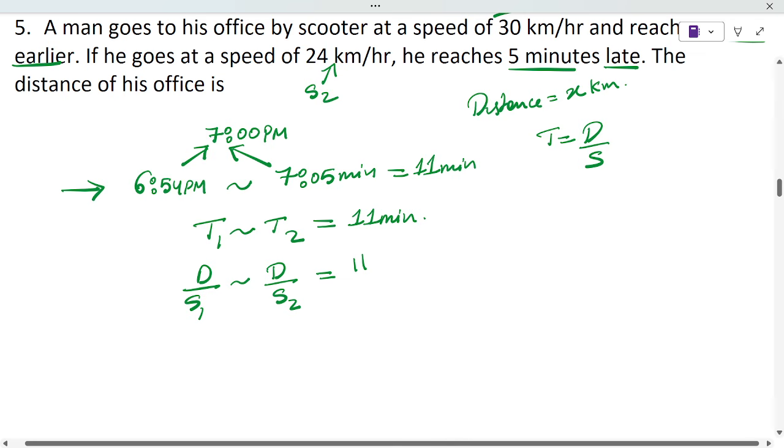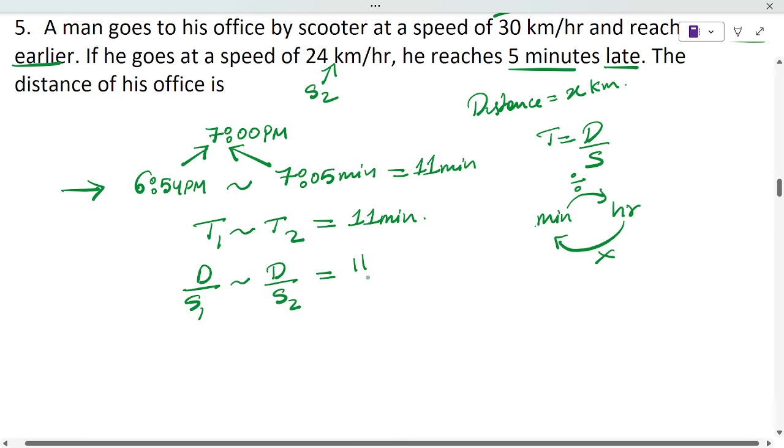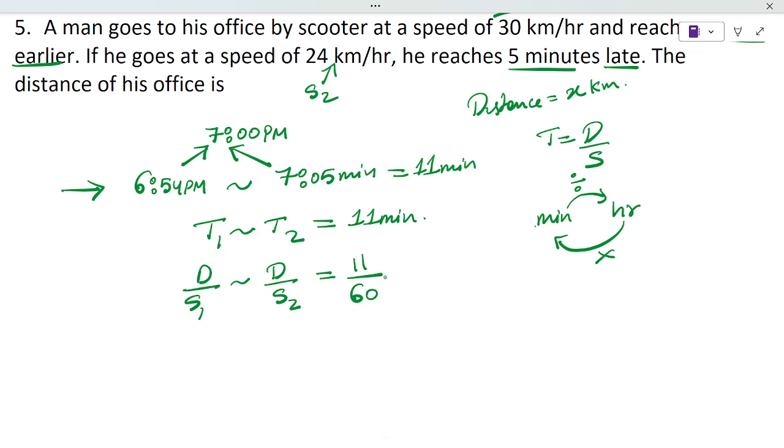Now if you want to convert in terms of second, that means in terms of meter, minute to second we convert. So from smaller to bigger, we divide. From bigger to smaller, we multiply. So 11 minutes to hour converted is divided by 60. That means 11 by 60 hour.